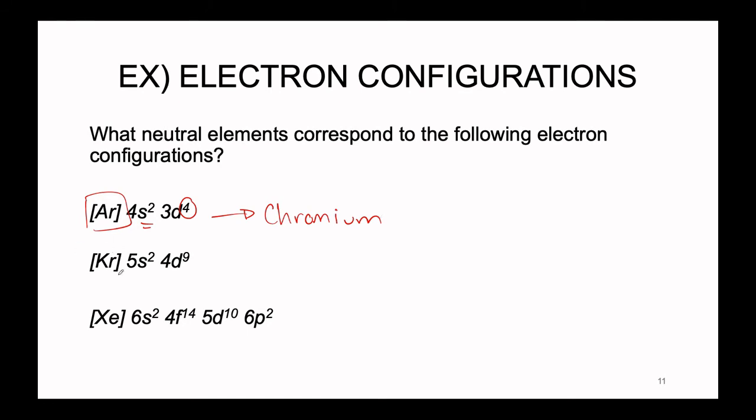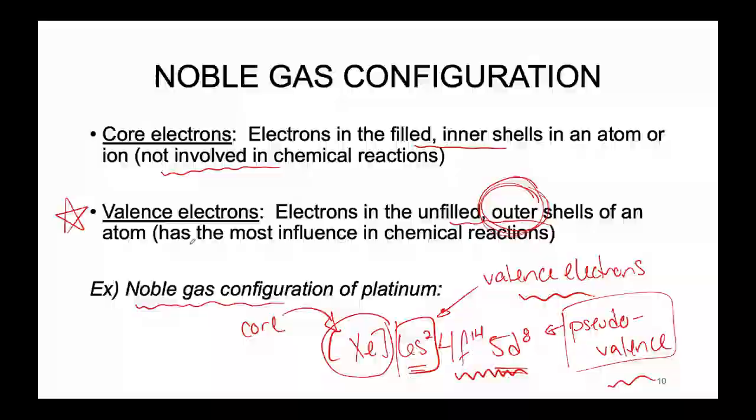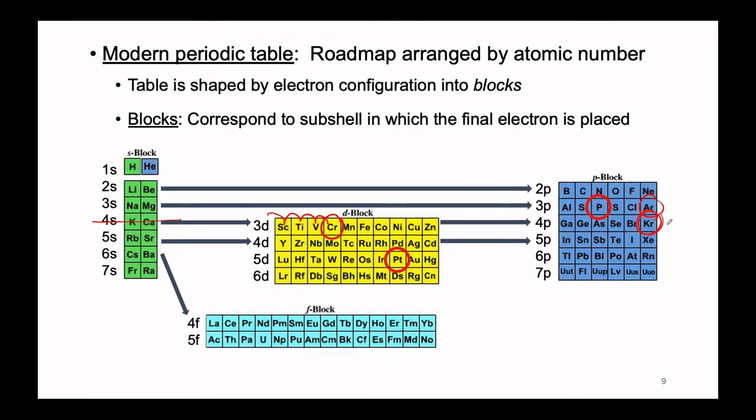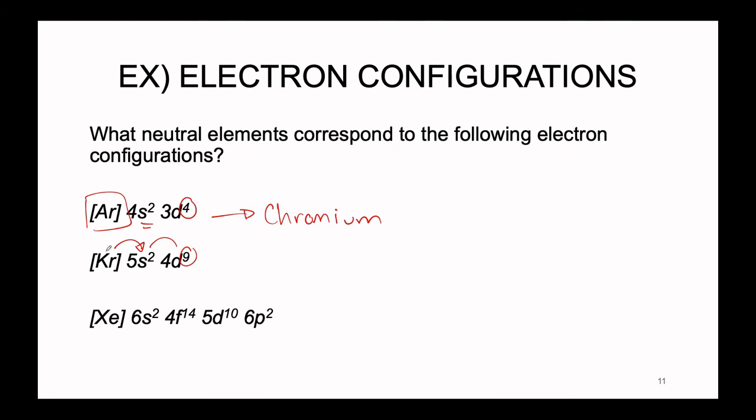All right, so let's look at our next example. We have krypton. We're going to then move on through the 5s, and then into the 4D, 9 positions over. So we're going to start at krypton. We're going to move through the 5s, and then jump 1, 2, 3, 4, 5, 6, 7, 8, 9 positions over, and we can see that this corresponds to the element with the symbol Ag, and the symbol of Ag corresponds to the element of silver. So krypton, 5s2, 4d9, this corresponds to the element of silver.